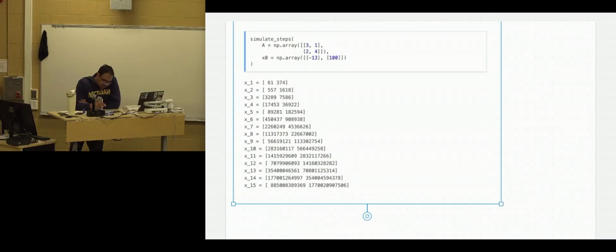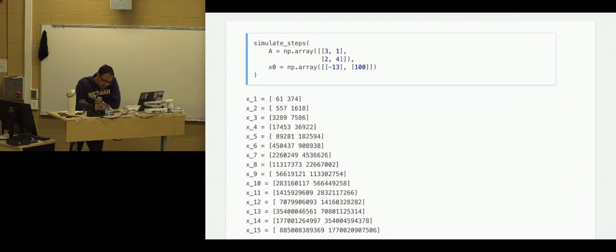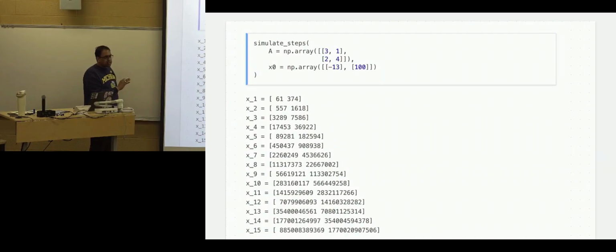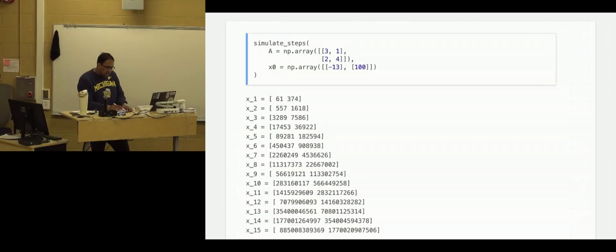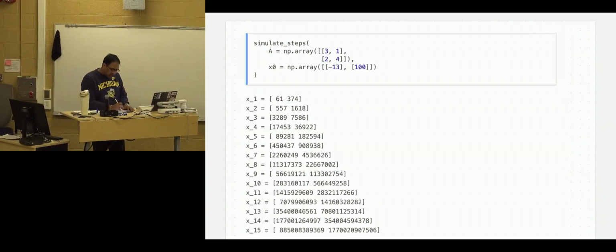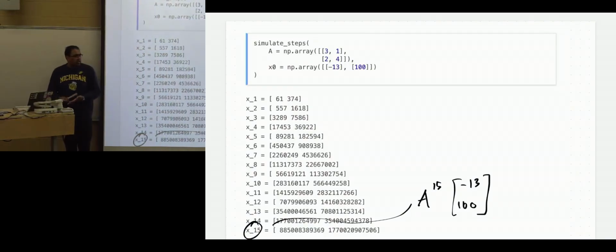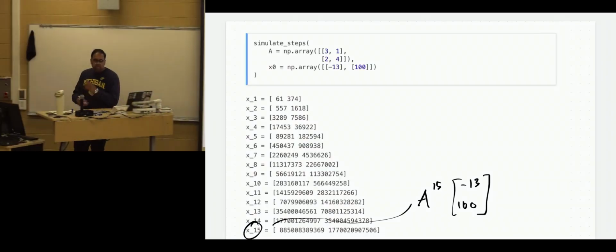I have a diagram for you here where we simulated this. What did we end up seeing here? So this is the same matrix A, 3, 1, 2, 4. Started with a random state vector, negative 13, comma 100, just to emphasize that it could really be anything. As you simulate and advance steps in the future, this x to the 15 is really just A to the 15 times negative 13, comma 100. The numbers in it are massive, but they fit a pattern. What is the pattern?